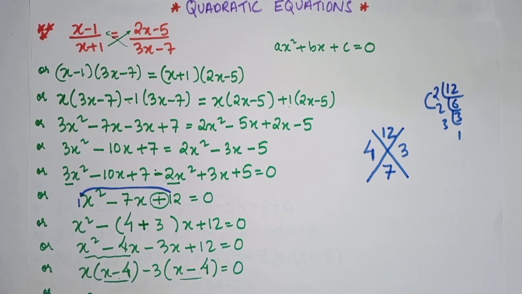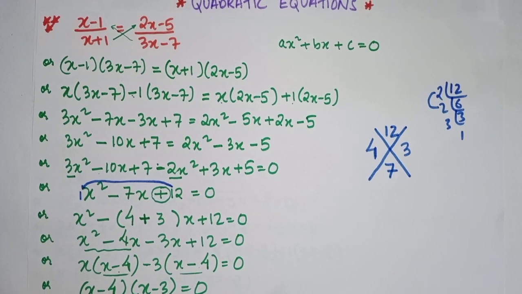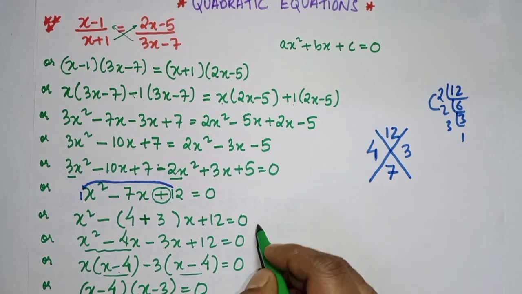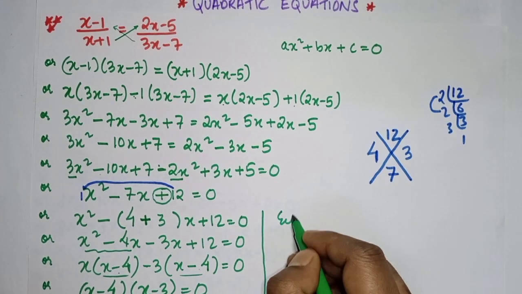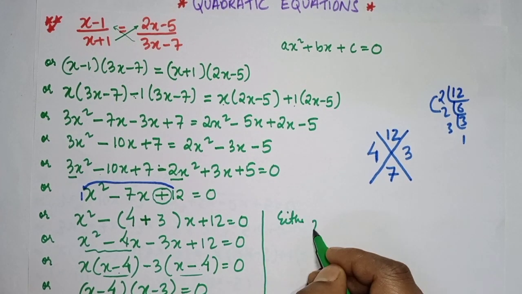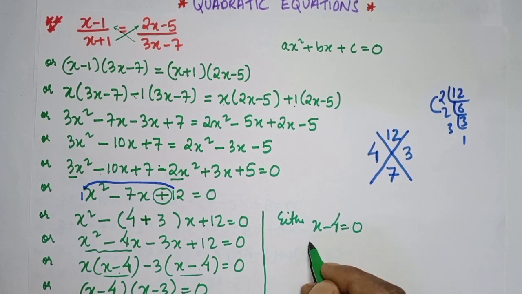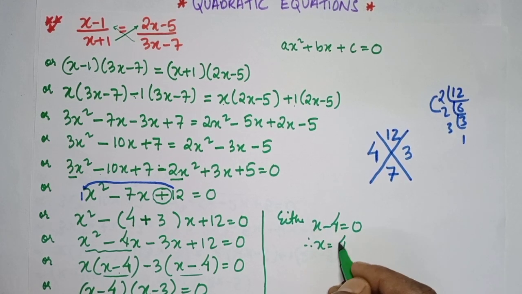Now this is common, so x minus 4. Next in another bracket we'll write x minus 3 is equal to 0. So this is our second step, that is your factorize. So we got the factorize also. Now our third step, what do you have to do? Either or. Either x minus 4 equals to 0. Therefore x equals to 4. Minus when it goes that side, it will be plus.